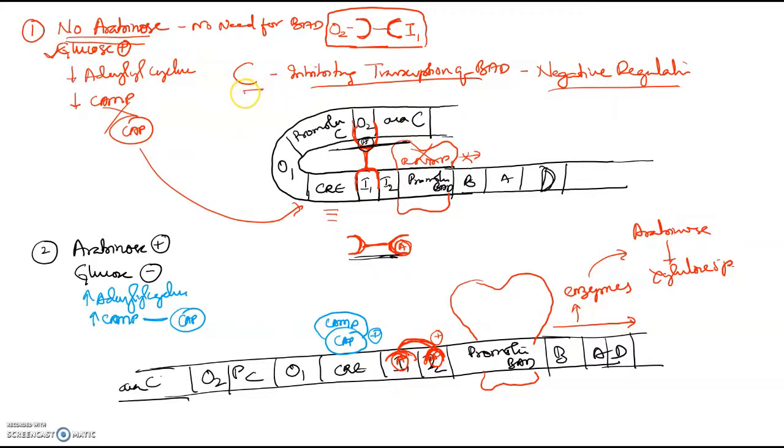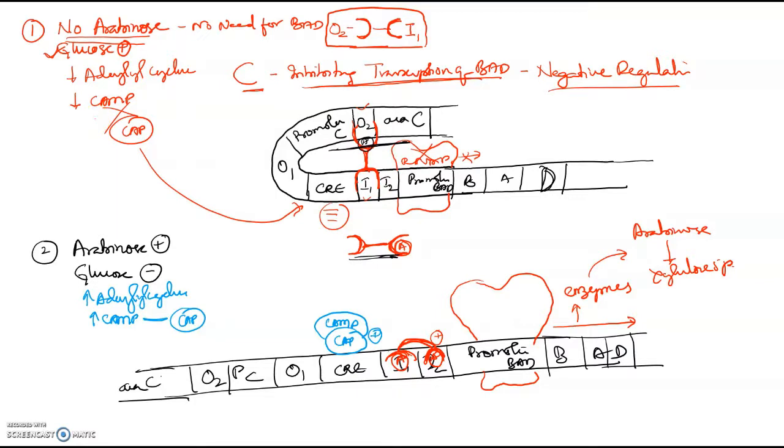Here C protein has inhibited transcription. How has it inhibited? It has bound to the operator 2 region and to the inducer 1 region. Now, because of that, the DNA has folded on itself and RNA polymerase has no space to work. Second thing, the CRE site is free because there is no cyclic AMP CAP.